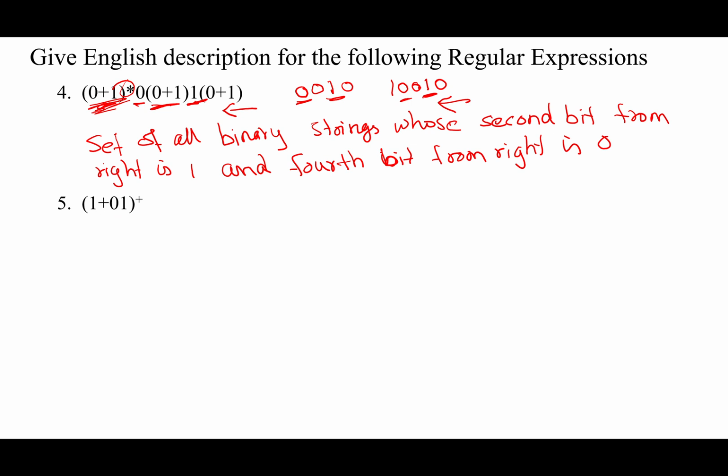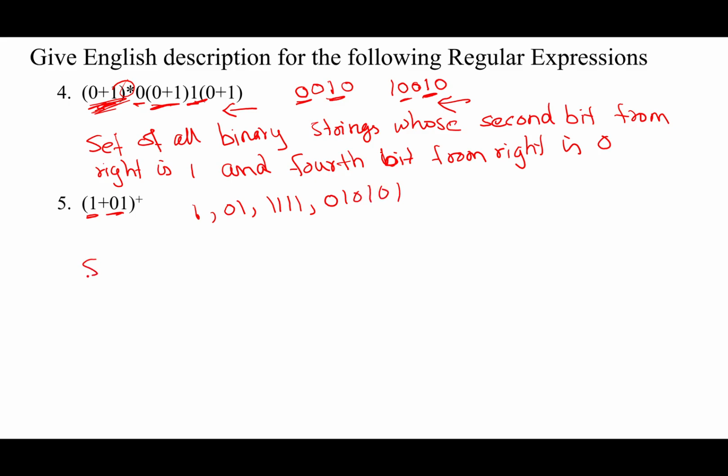The next one, (1 plus 01) the whole plus. So here the plus means it is a positive closure, right? Positive closure means it contains one or more instances. Kleene closure means 0 or more instances, and here 1 or more instances. Okay, so what can be an input symbol? Only 1 can be there, or only this 01 can be there. So 0 1, or 1 1 1 1, or 0 1 0 1 0 1.